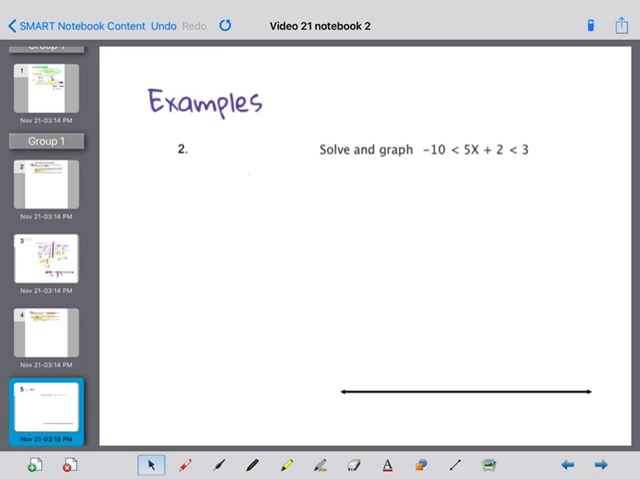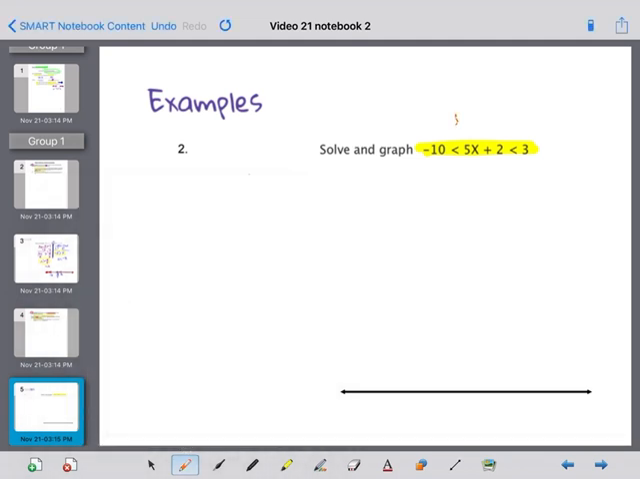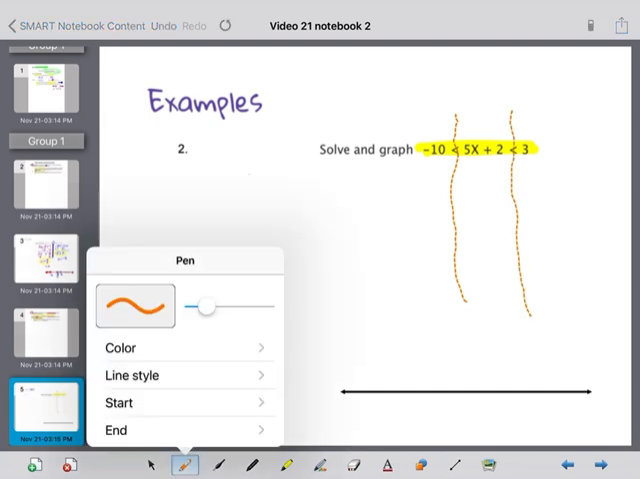So here's our example. I think it's on your next page. Solve and graph -10 is less than 5x plus 2 is less than 3. So here we have the x in the middle between two inequality signs. And I'm going to go ahead and do my dotted line like we did in the beginning for solving equations, just to show the three parts of this equation. So 2 dotted lines, and go ahead and do that if you would like, because I think it could be helpful.